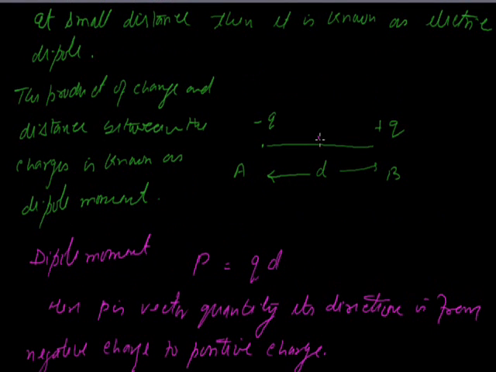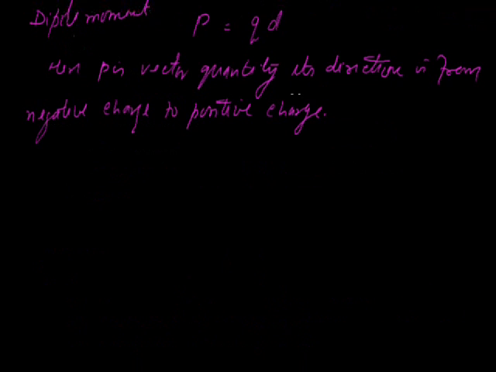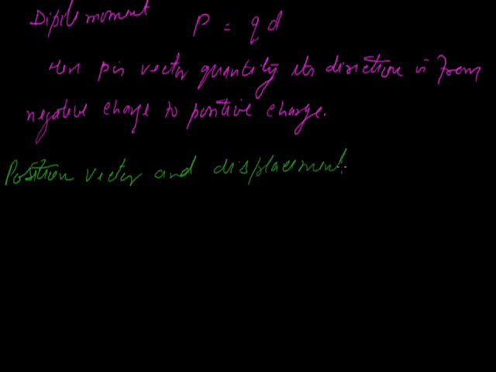Here is the direction of P, this P vector, the dipole moment. Now the position vector and displacement vector. We have to define first of all what is a position vector. It is clear from the word: position means where the point is situated.